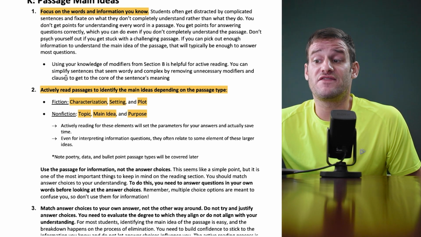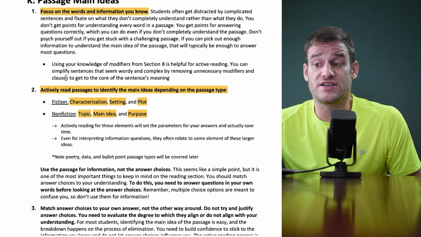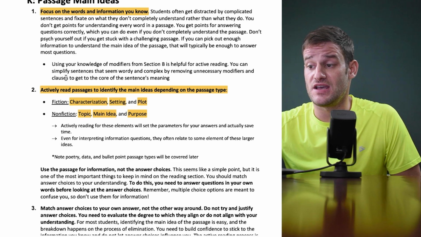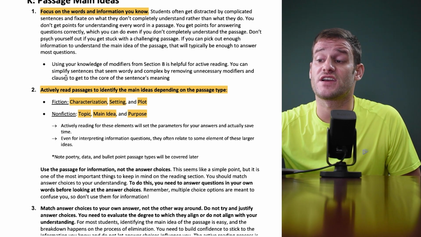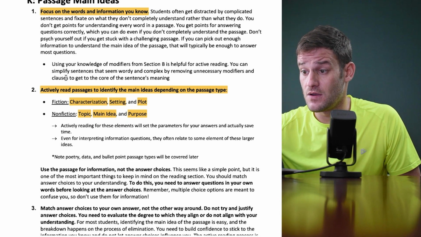There will be a lot of overlap with these active reading strategies for poetry, data, and bullet point passages, but just as an introduction, we're just going to cover these for fiction and nonfiction.